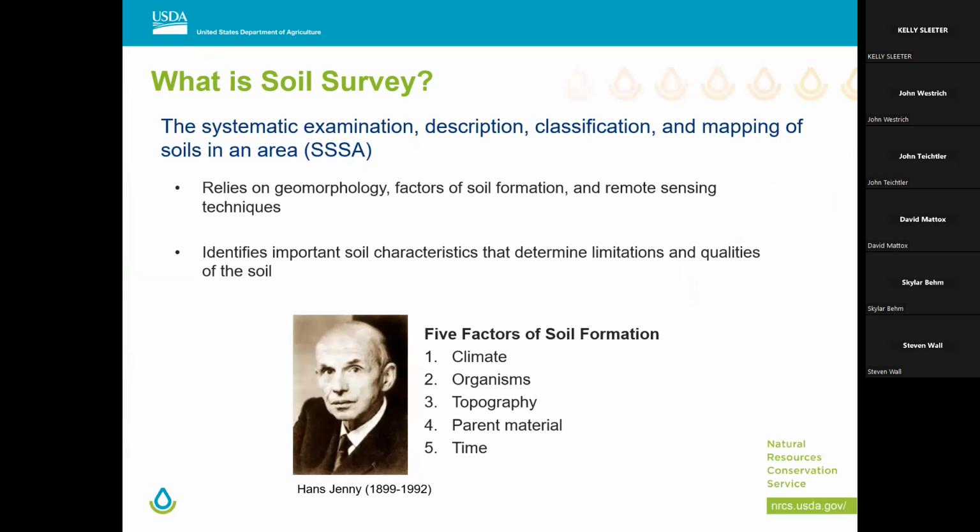So soil survey is this systematic examination and description. We can go through and talk about the different mapping schemas and how things were done across the continental United States. But the basis of how our inventories were done is the reliability of the geomorphology and the soil forming factors, and the remote sensing techniques that are used to give the basis on how we do the inventory. That consistency, accuracy, and precision in how we document this identifies those important soil characteristics that determine what that soil is. We go back to Jenny and bring in those foundational soil forming factors: climate, organisms, topography, parent material, and time.